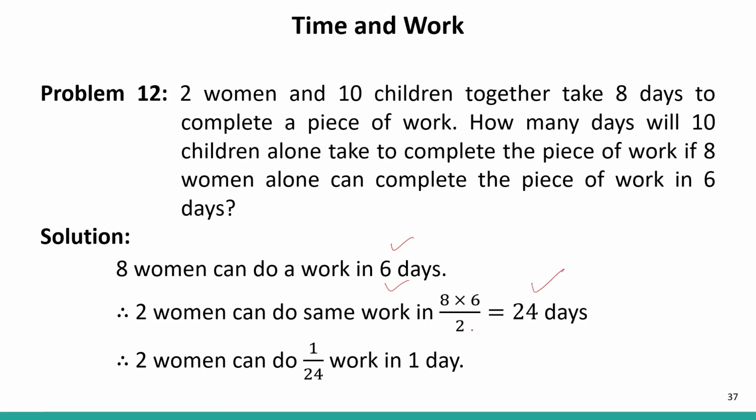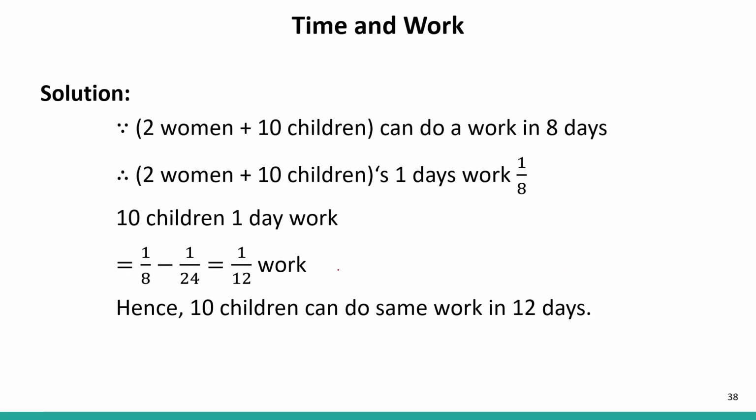So 2 women can do it in what? 1 by 24 work in 1 day. So 2 women plus 10 children can do the work in 8 days, right? It is given to us. So given that 10 children 1 day work is equal to 1 by 8 minus 1 by 24 is equal to 1 by 12 of the work. So hence 10 children can do the same work in 12 days.